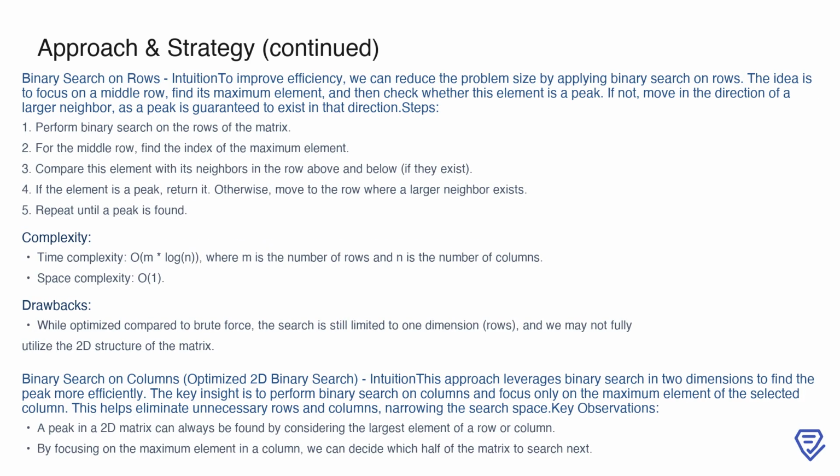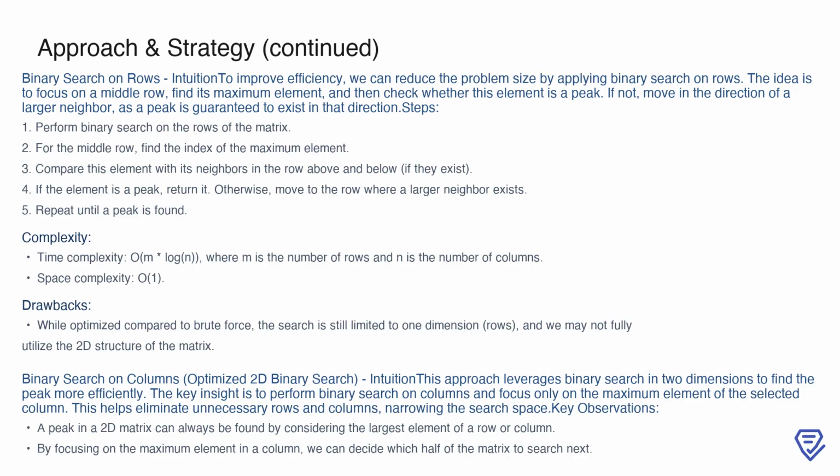To address the inefficiencies of the brute force approach, we can improve the search by applying binary search on the rows of the matrix. This method significantly reduces the number of cells we need to examine. The idea is to focus on the middle row, find the maximum element in that row, and check whether it satisfies the peak condition. If the maximum element is not a peak, we move in the direction of a larger neighbor, as a peak is guaranteed to exist in that direction due to the properties of the matrix.